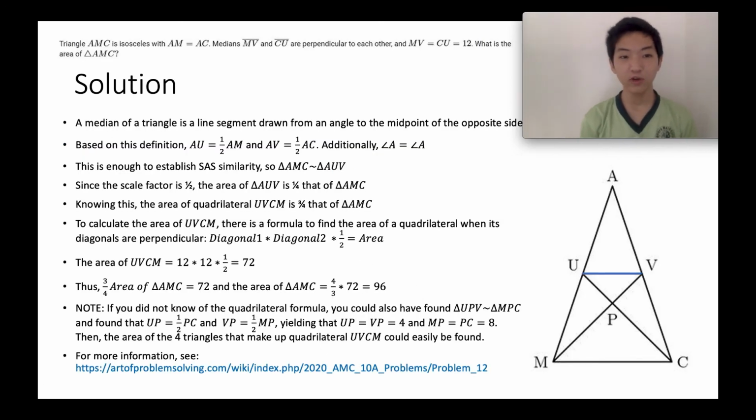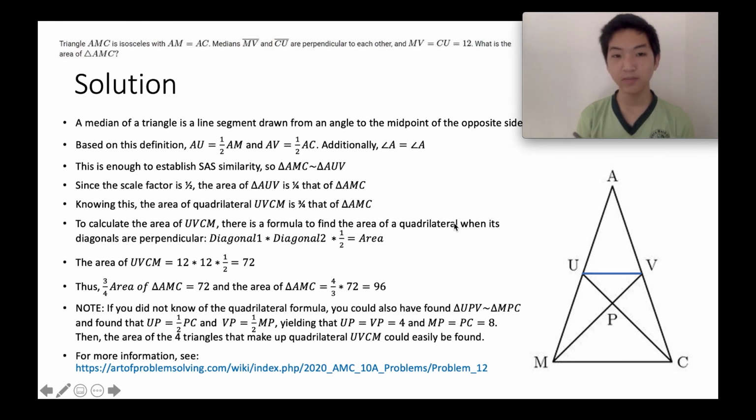So now we will go over the solution for this problem. Once again, as a quick reminder, a median of a triangle is a line segment drawn from an angle to the midpoint of the opposite side. So we can see, based on this definition, that AU, which would be this side right here, is equal to 1/2 of AM, which is this entire segment. And in case you're not following, it's because AU is equal to UM. This is the definition of a midpoint. So from there you can see that AM is equal to 2AU. So AU is 1/2 of AM.